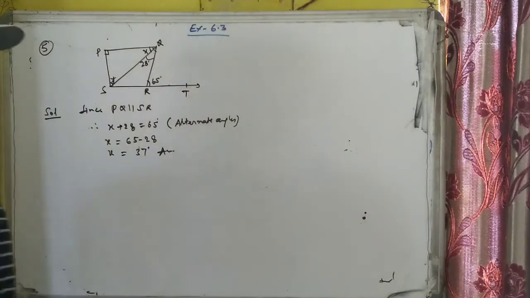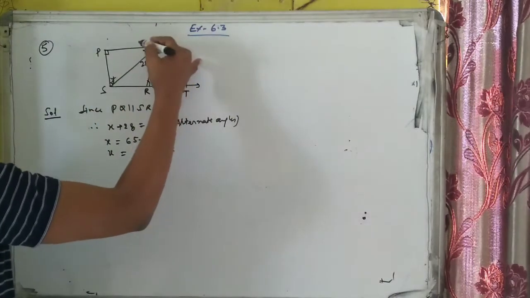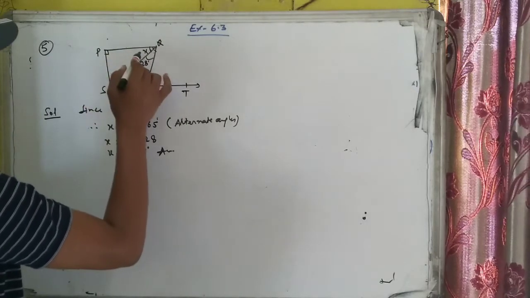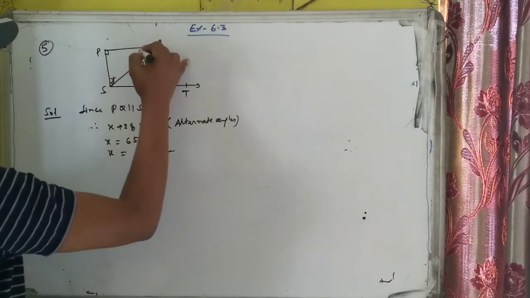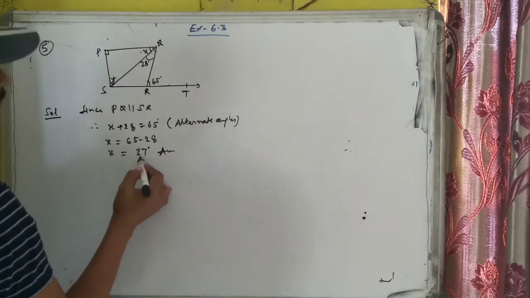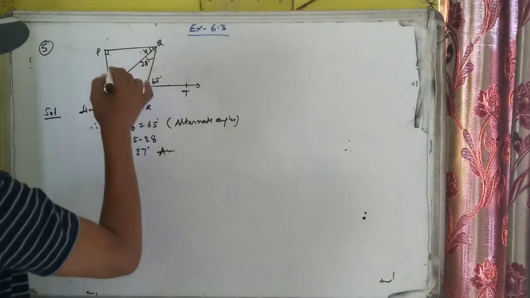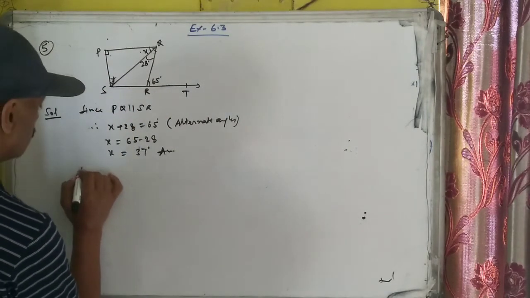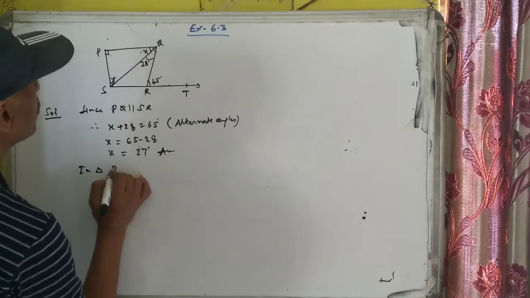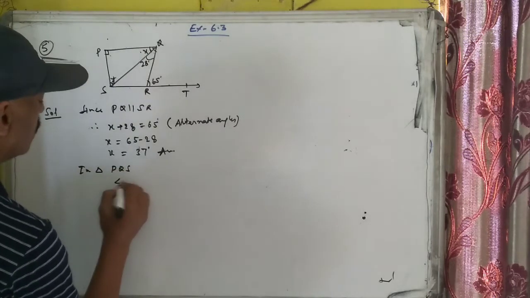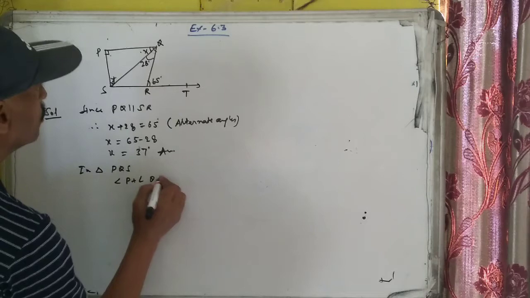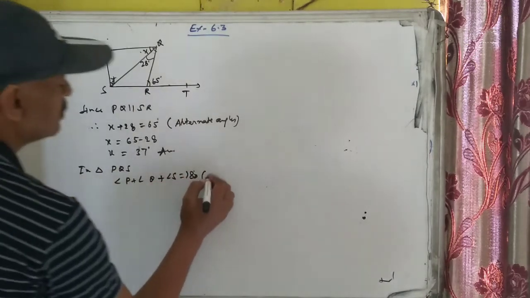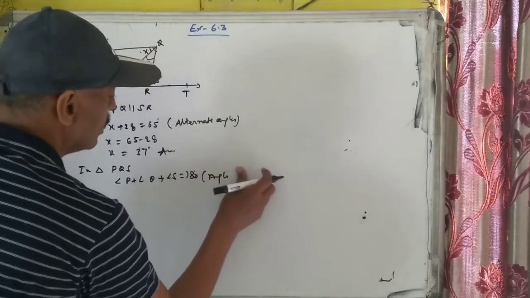Now we have to find out Y. Look, how can we find Y? To get Y, we will choose the triangle PQS. In this triangle, we got the value of X. We know the value of P, so by angle sum property we can get the angle Y. So in triangle PQS, angle P plus angle Q plus angle S equal to 180. Angle sum property.